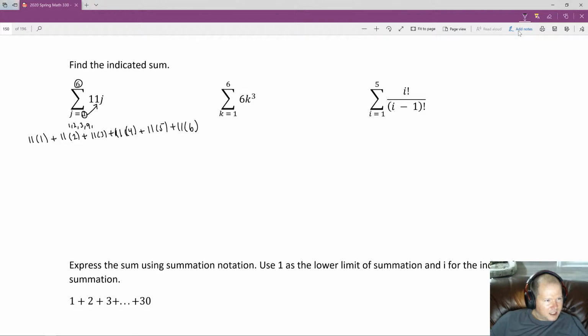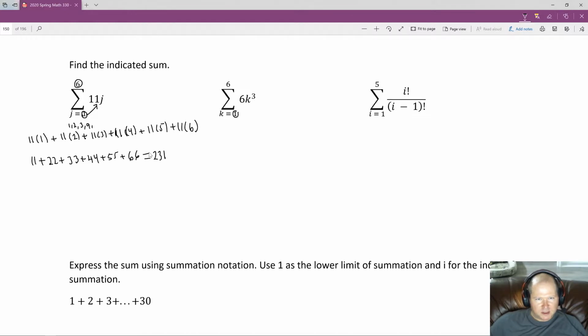So 11 times 1 is 11. 11 times 2 is 22. 11 times 3 is 33. 11 times 4 is 44. 11 times 5 is 55. 11 times 6 is 66. And then we just add all those together. Gives you 231. And that's it. Move on to the next one, same kind of pattern.